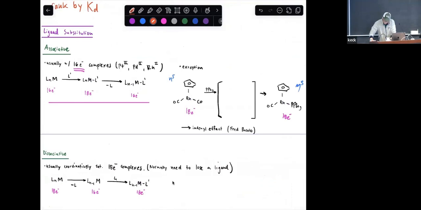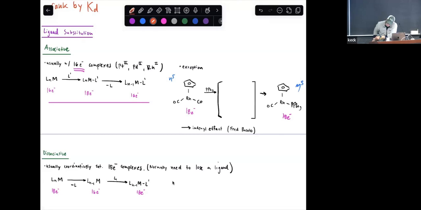About ligand substitution. So now we're in business. We're doing work on the metal. So swapping out one ligand for a new ligand. It can happen by different mechanisms. We're going to cover two, associative and dissociative. Which is operative depends on a number of factors.